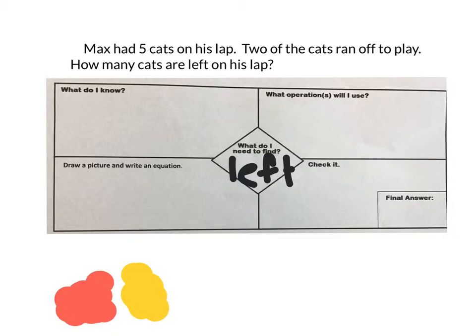Now I need to go to what do I know? I know that Max has 5 cats, and I know that 2 ran off. So I'm going to write 2 ran off.